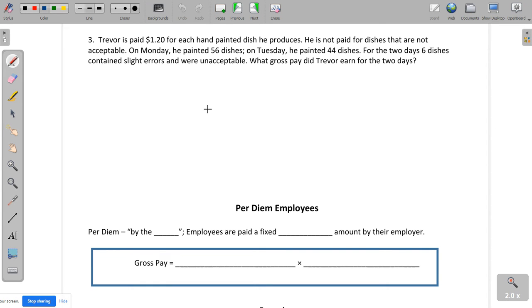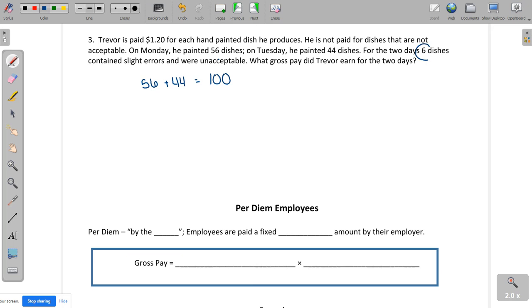The next example: Trevor is paid $1.20 for each hand-painted dish he produces. He is not paid for the dishes that are not acceptable. On Monday, he painted 56 dishes. Tuesday was 44, and for those 2 days, 6 dishes contained errors and were not acceptable. What was his gross pay? We take the dishes he made, 56 and 44, and add them together. When we add that, we get 100.